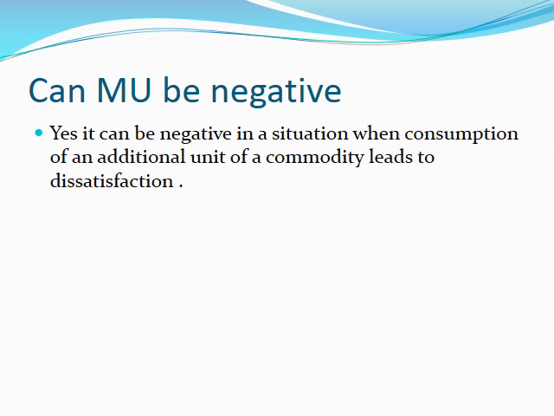So can marginal utility ever be negative? Yes, it can be negative, as we have seen in the schedule as well as the diagram. When we go on consuming a commodity continuously, one unit after another, the satisfaction which we get goes on diminishing. It becomes zero, and it even becomes negative. It means the additional consumption of a commodity leads to dissatisfaction.